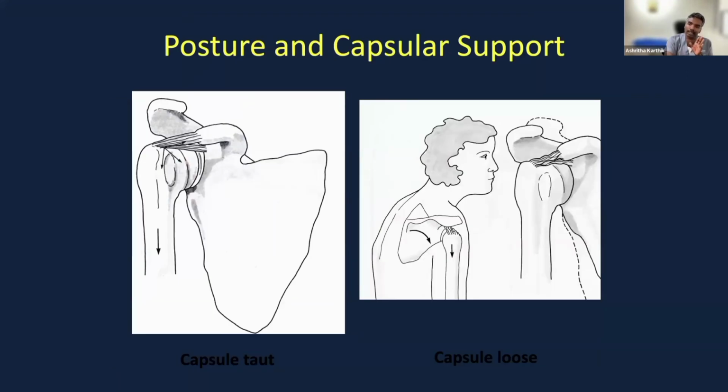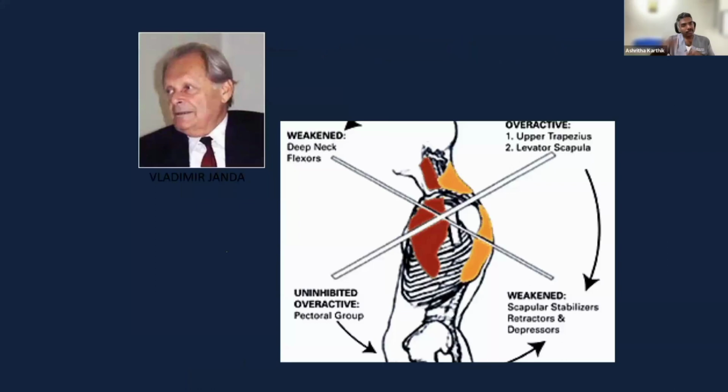Now, why is posture important? Because if you are standing straight, your capsule is taut. So the capsule does all the work to hold your shoulder in place. But when you are drooping, the capsule is loose. So the cuff has to overact to actually hold the shoulder in place. So the cuff becomes fatigued very soon. That is why posture is very important. So this is Janda, a very well-known Czechoslovakian surgeon. This is called the upper cross syndrome. I think most of our IT professionals, any person who is using mobile phones, are all affected with this upper cross syndrome.